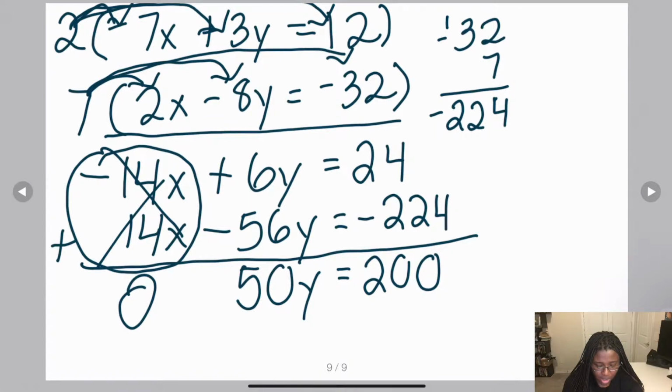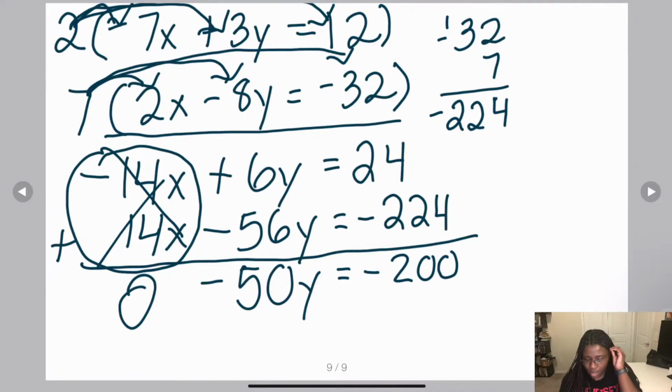Is that positive actually? Let me think about that. 6 minus 56, this will be negative 50 actually. And then 24 minus 224 will give you negative 200. Let me make sure I do that right. There we go. Negative 200. These are big numbers.